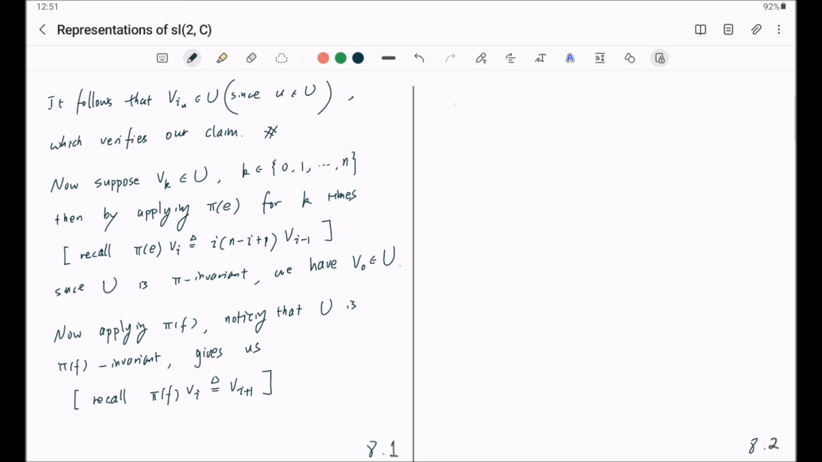This gives us everybody is in U. But those vectors precisely span V. So we have U is equal to V. And we are done with the proof of the existence. And that's the whole proof.